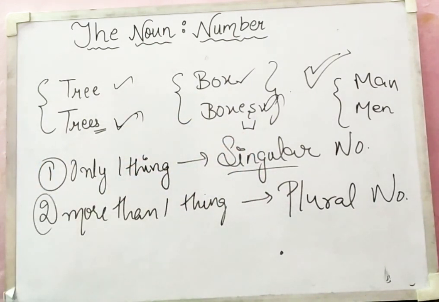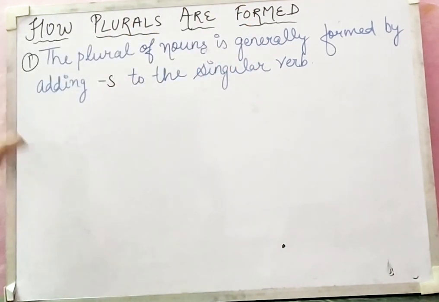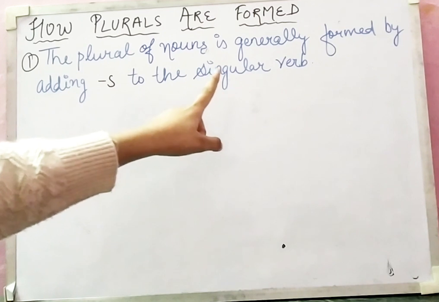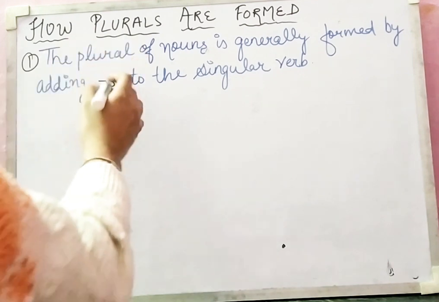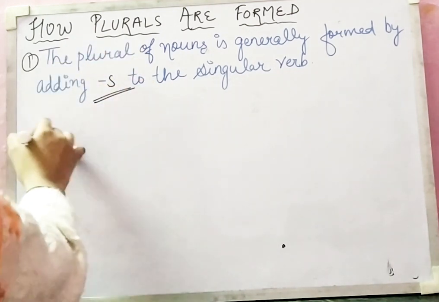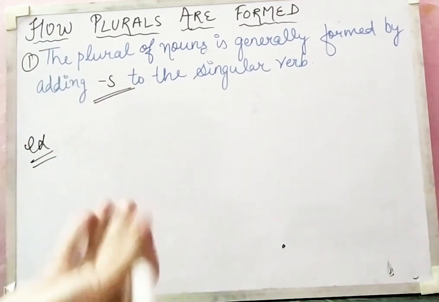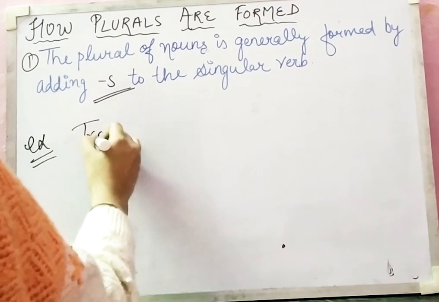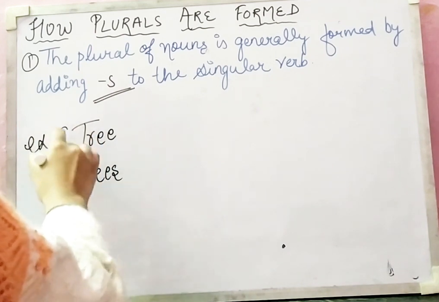Now we will be doing how plurals are formed. There are many ways to form plurals. The first and foremost way is that the plural of a noun is generally formed by adding s to the singular. Now some examples of this. We can make plurals by adding s, like the first example that we have taken, that is tree, and we have written trees.